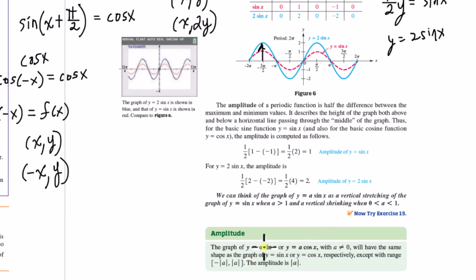Okay, so the graph of y is equal to a sine x or y is equal to a cosine x, when a is not equal to 0, has the same shape as the original graphs, respectively, except that the range is changed. Yeah, it's the same exact shape. You just scaled it. And the way you can look at this is, this has an amplitude of 2.